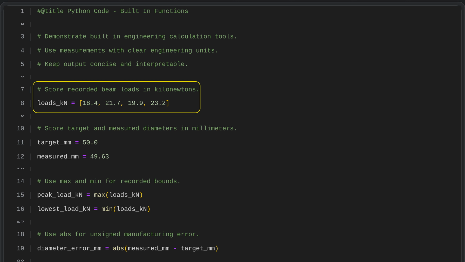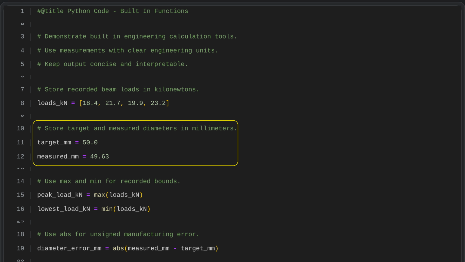A short list is used to store 4 beam load measurements in kilonewtons. Keeping these values together makes it easier to perform later engineering calculations, such as identifying the highest or lowest load. 2 diameter measurements are stored in millimeters, the intended value of 50 and the actual measured value of 49.63. Comparing these values helps assess how closely the manufactured part matches the target size.